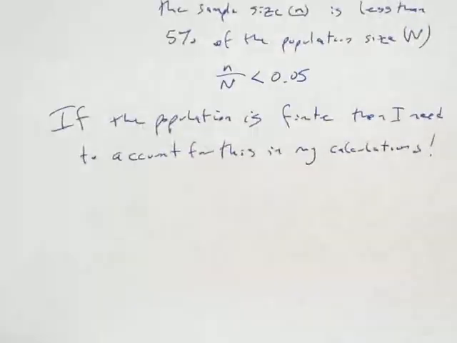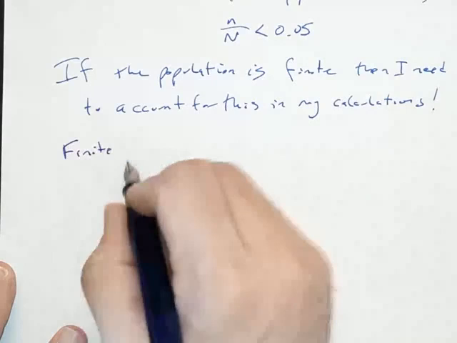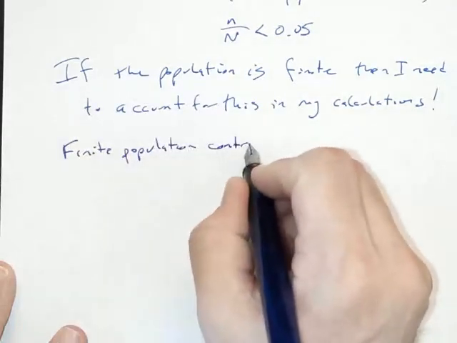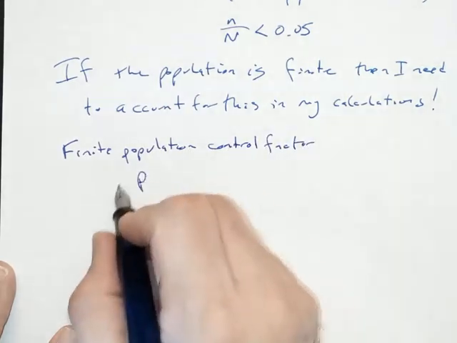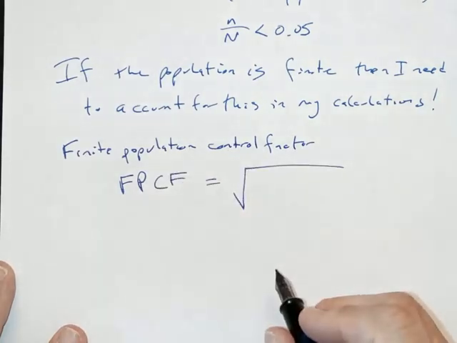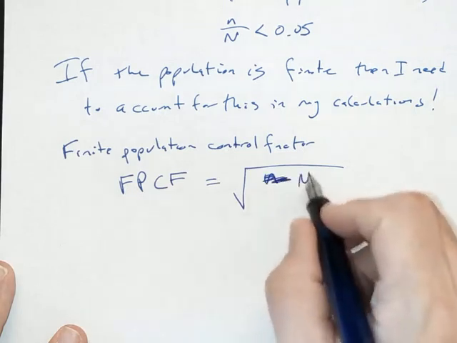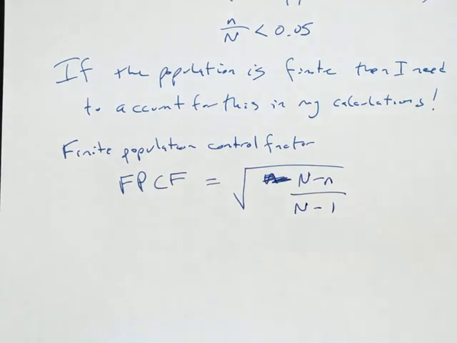Now, there are several different methods for calculating where you repeatedly sample, where you sample with replacement. A lot of these are called bootstrapping methods, but they involve how you take the sample. I want to do this in the calculation instead. We have something called the finite population control factor. Square root of capital N minus little n. Wait a minute. Capital N is the population size. Little n is the sample size, over capital N minus 1.